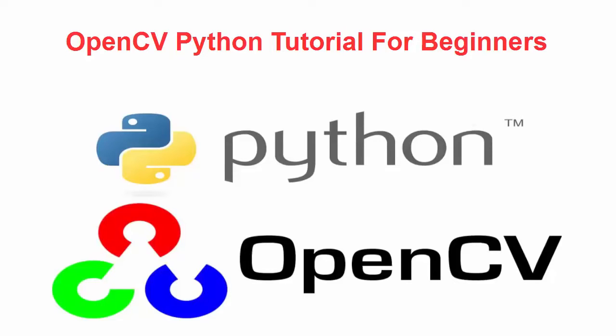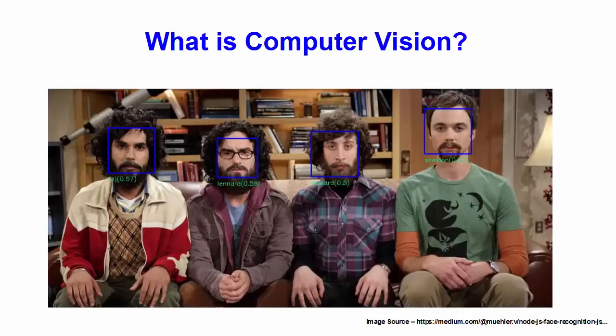But first of all, let's see what is computer vision, because OpenCV is an open source computer vision library. So computer vision is the way of teaching intelligence to machines and making them see things just like humans. So what happens when a human sees an image? He will be able to recognize the faces which are there inside the images. So in its simplest form, computer vision is what allows computers to see and process visual data just like humans.